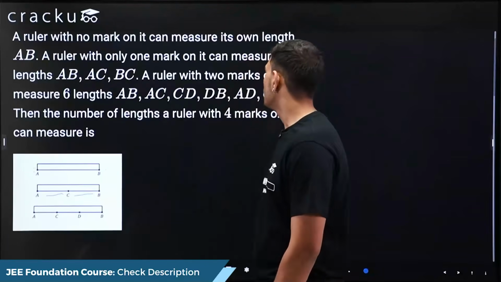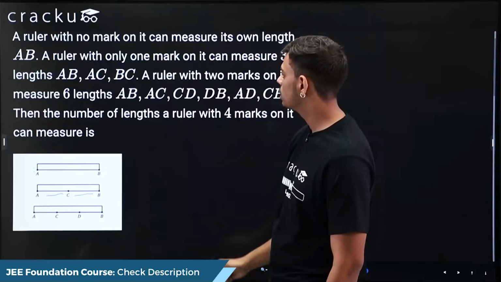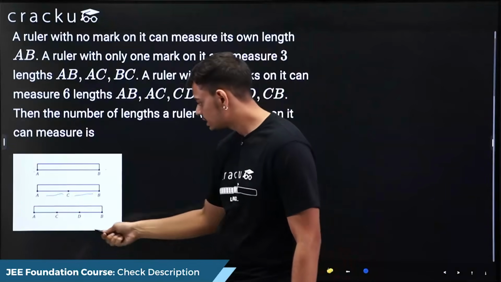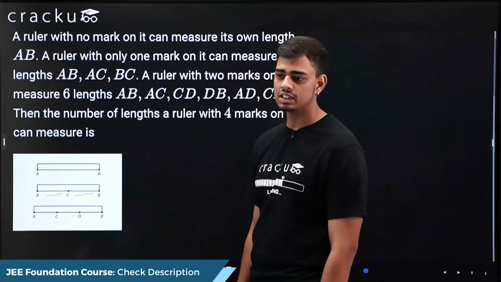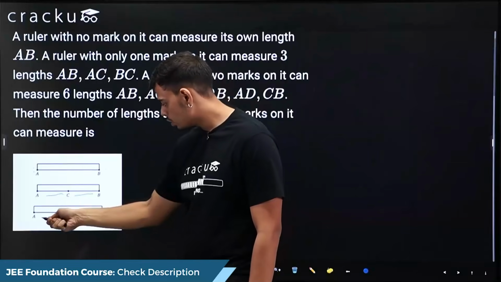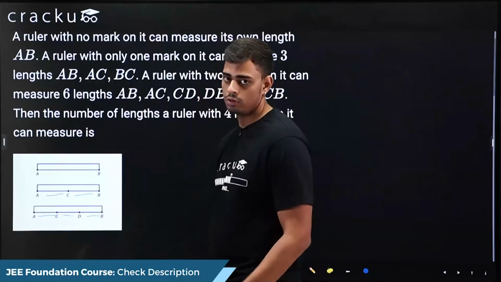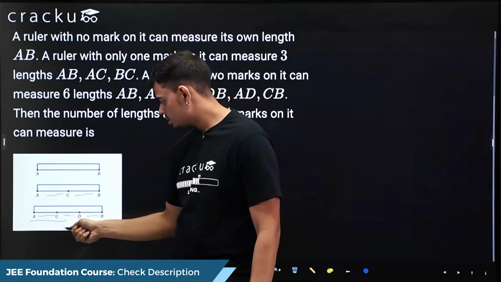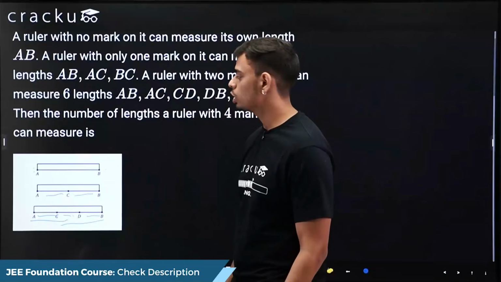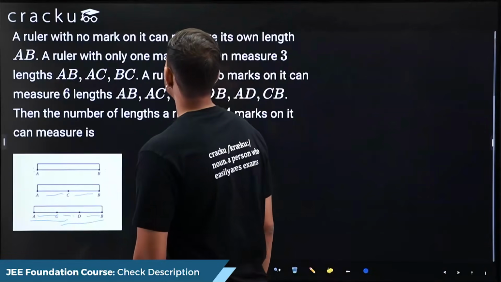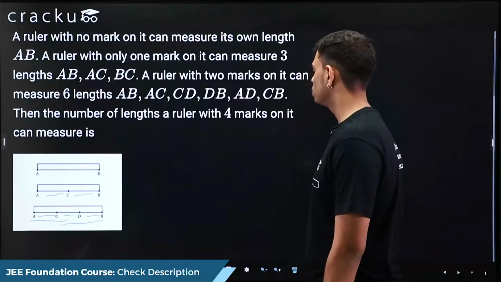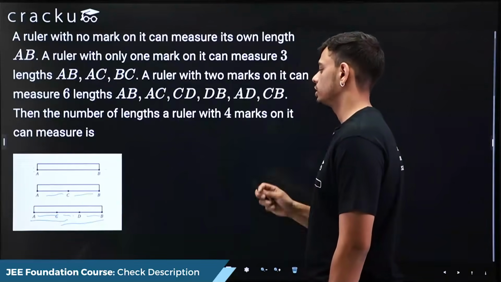A ruler with two marks, C and D, can measure 6 lengths. How come? The whole AB, AC, CD, DB, 4 lengths, then AD and CB, a total of 6 lengths. We need to find the number of lengths a ruler with 4 marks on it can measure.